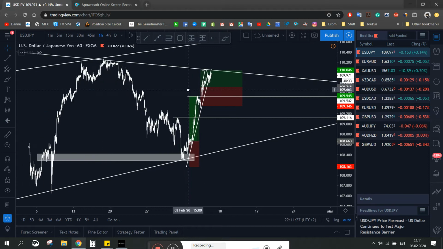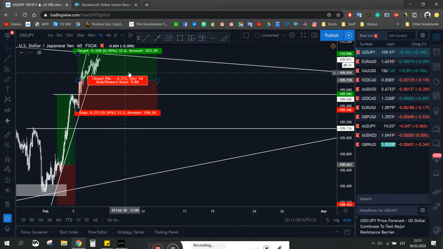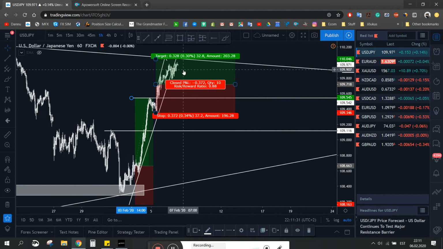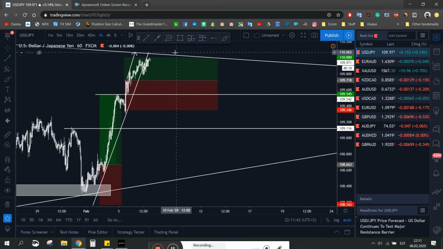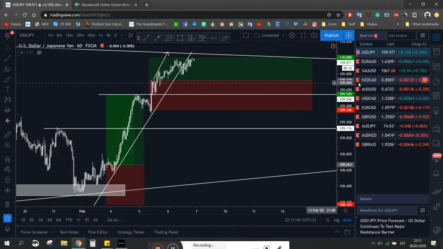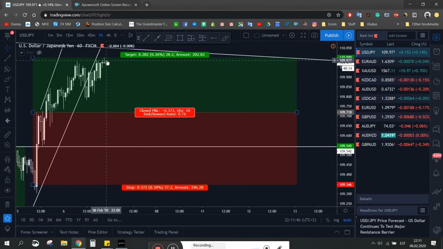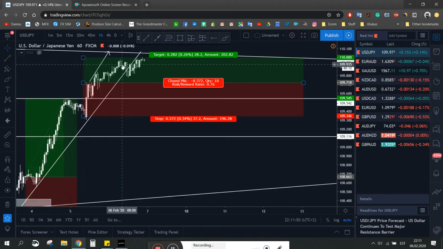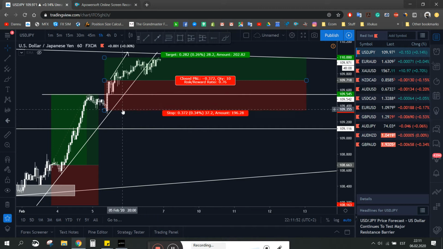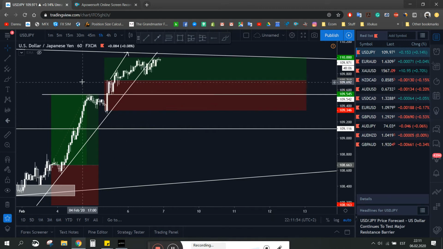So yeah, this is the trade I was in. It hit take profit. Actually, the profit level literally hit exactly.